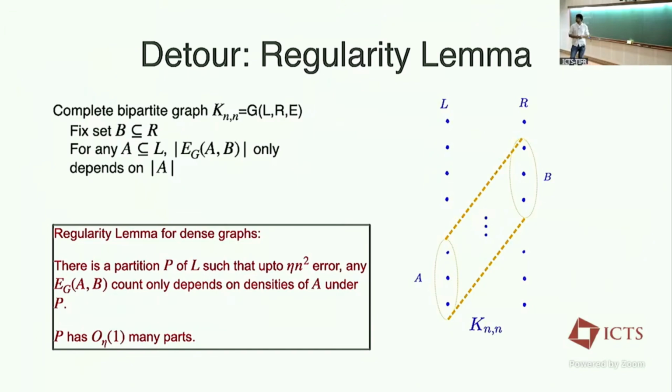Okay. And if we are willing to live with eta n square error, the partition P has a number of parts that only depends on eta. Of course, you can always do this with the partition being all vertices. That's the trivial thing. The good thing here is that the partition is only constantly complex in a way. But this eta n square error is just useful for dense graphs, not for sparse graphs.